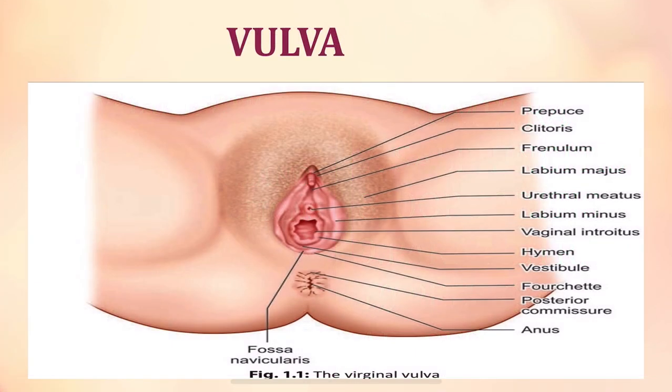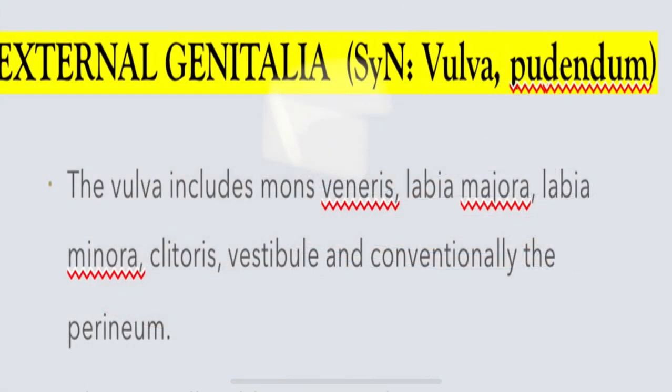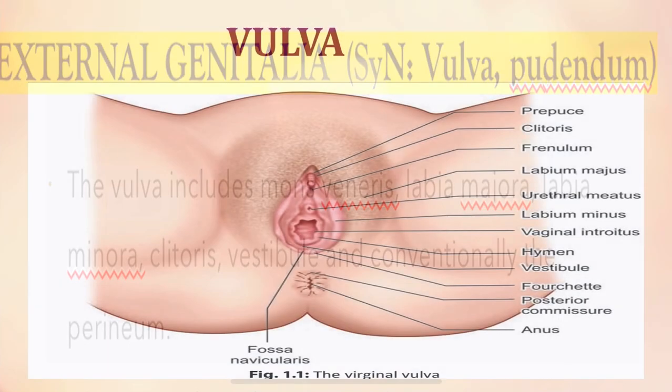Vulval infections. To understand vulval infections, we first need to know the anatomy: what is the vulva and what does it contain? The vulva includes the mons veneris or mons pubis, the labia majora, the labia minora, clitoris, vestibule, and conventionally the perineum. To understand each part in detail, you have to watch the anatomy of pelvic organs video which we uploaded in the previous session.